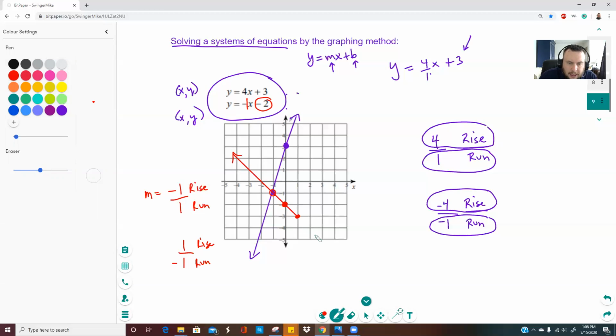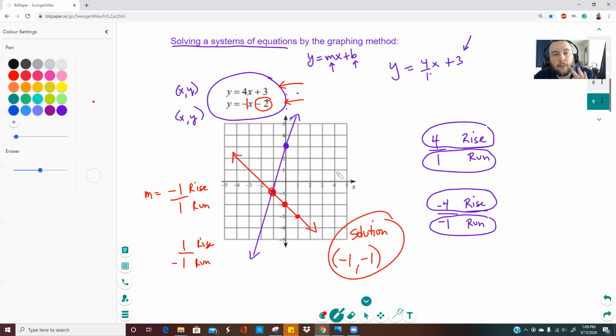What you see is they intersect at that point right there, which means they both have that point in common. And what is that point? Left 1, down 1. That point right there is negative 1, comma, negative 1. And that is your solution to the system. Why? Because it works for both equations. If you plug that into both of these equations, it works for both of them. All right? So that's our lesson on solving a system of equations by graphing today.